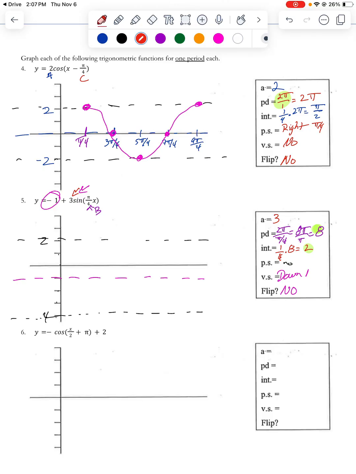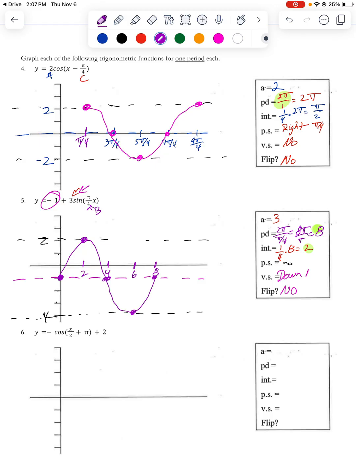All right. Next, is there a phase shift? No. So that means since this is a sine, I'm going to start at 0, 1. My interval is 2. So 2, 4, 6, 8. My period is 8, so I stop at 8 in this case because there wasn't a phase shift. All right, so I start at the baseline, head to the max, back to the base, down to the min, back to the base. Just like that.